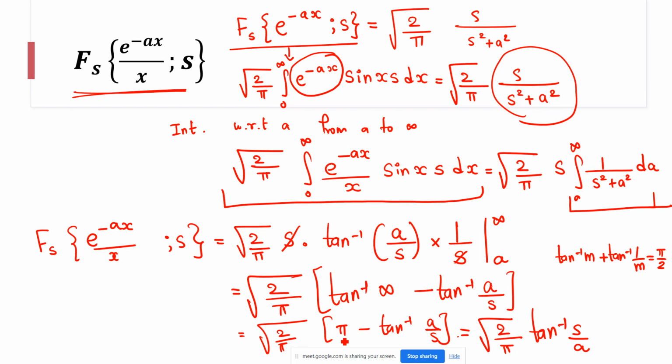Pi by 4 होना चाहिए था ना. I think I am making a mistake. Tan inverse of infinity is pi by 2. So I should have written pi by 2 over here. Pi by 2 नहीं लिखा था. Formula is right. So this is nothing but Fourier sine of e raised to minus ax upon x.